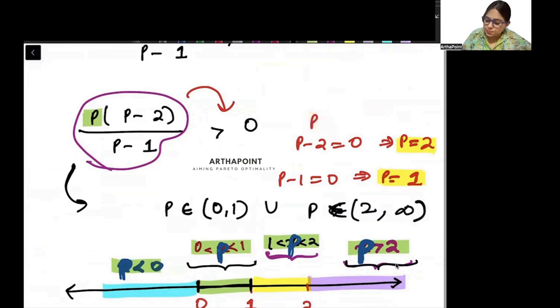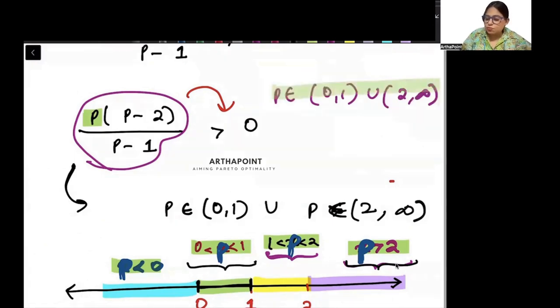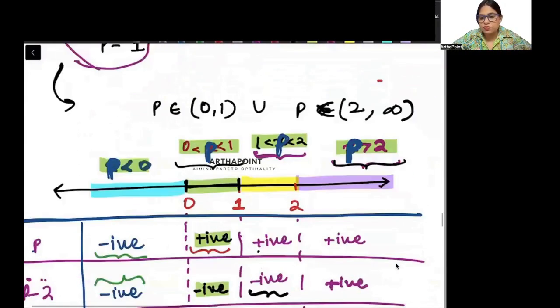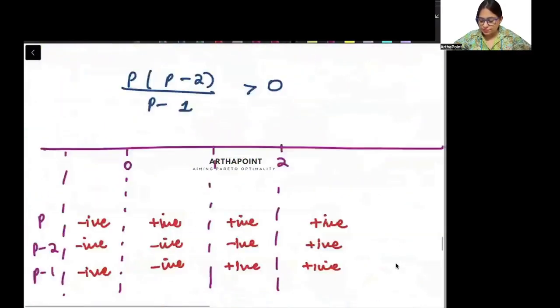है ना? तो the space कैसे हम define कर सकते हैं बेटा? We can say P belongs to 0 to 1 union 2 to infinity. इस space में अगर P होगा तो P would be positive. If P is in this space, it is positive. Is this clear? This is what we have gone ahead and written here. Okay, fine.